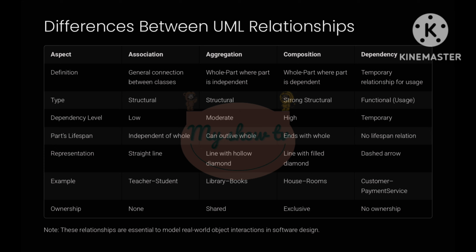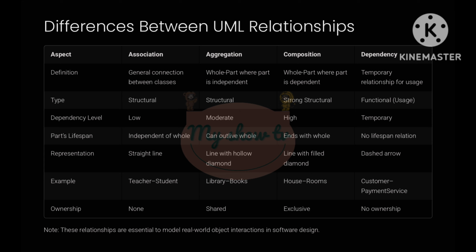6. Type of relationship. Association, aggregation, and composition are structural relationships, showing how objects are connected in a system. Dependency is a functional or usage relationship, showing one object uses another temporarily.